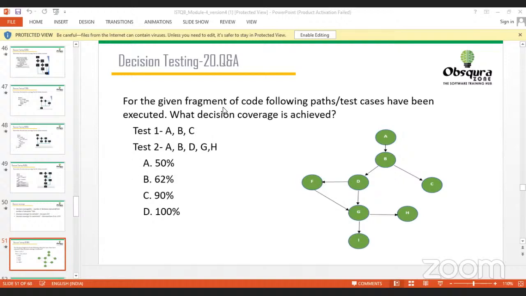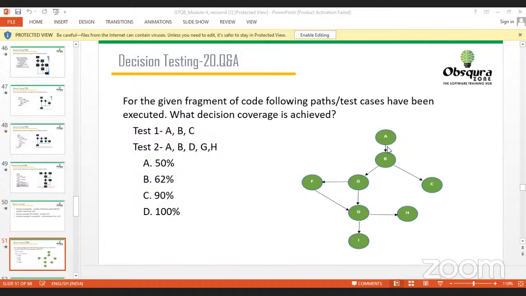Yes, Aishwarya, correct. One more time I'll explain. Here we are testing the decision coverage. So for decision coverage, what do we have to consider? The arrow marks, not the nodes. So you have to count the total arrow marks, and divide by that total. Okay. So how much has test 1 covered? A, B, that is 1 arrow. B, C, that is another arrow. So test 1 covered 2 arrows, 2 paths.